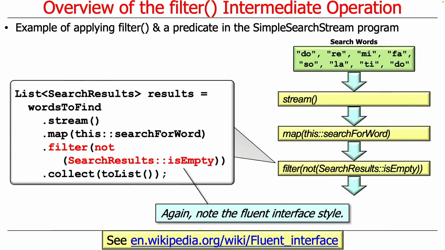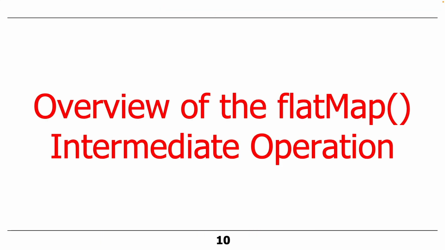Here's how it gets applied in the context of the actual code. You can see we say filter, and we negate the results of search results is empty, which is a method that returns true or false. Once again, marvel at the wonderful fluent interface style that chains everything together in a clean pipeline-like way.